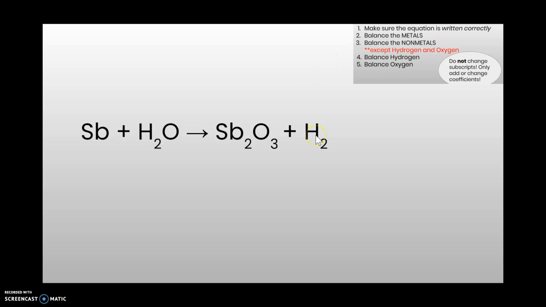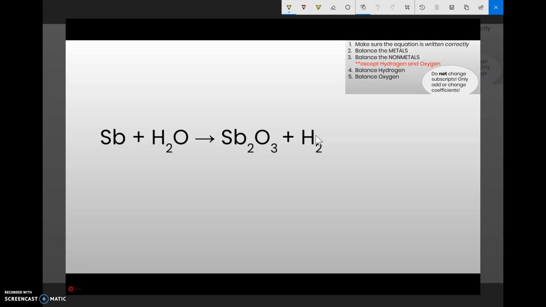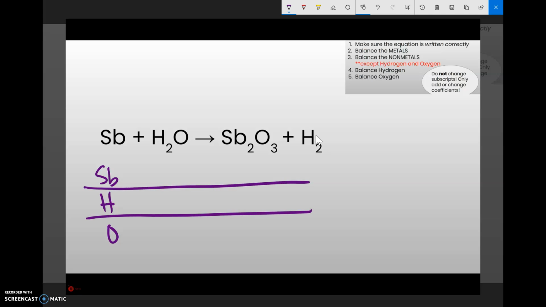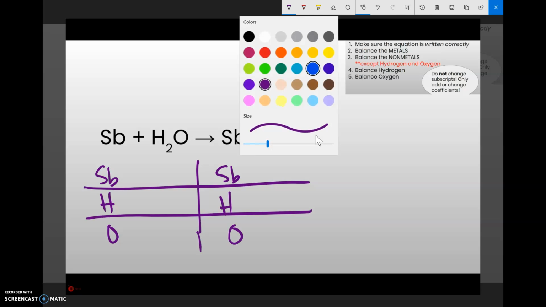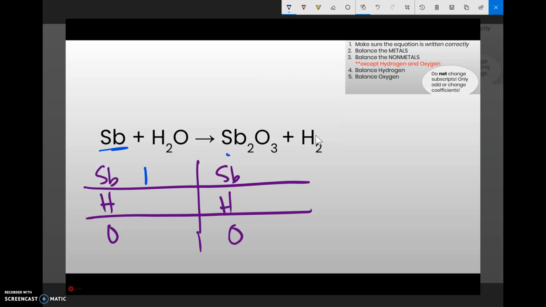So number 5, we've got 3 different elements here. Okay, we have Sb, which is antimony, hydrogen and oxygen. Okay, so Sb we have 1, here we have 2, so we need to make this one have 2, so let's go ahead and put a 2 right there. Okay, then we'll do hydrogen next. We've got 2 on the reactant side, 2 on the product side, so that's nice. Oh, let's change that to be a 2, sorry.